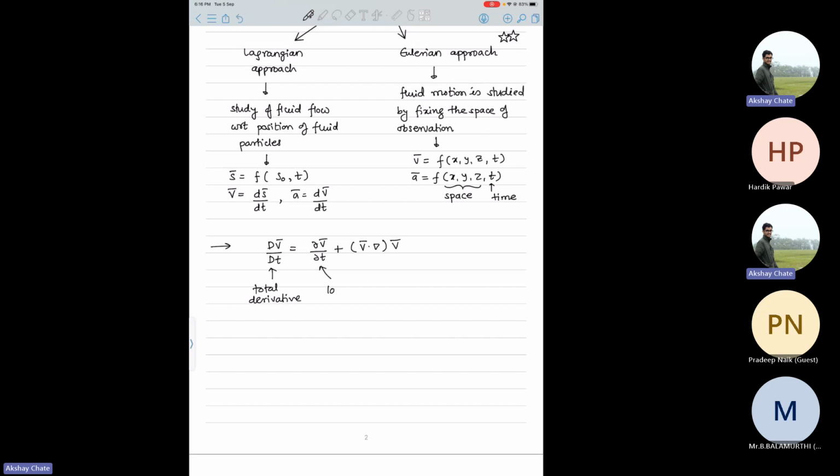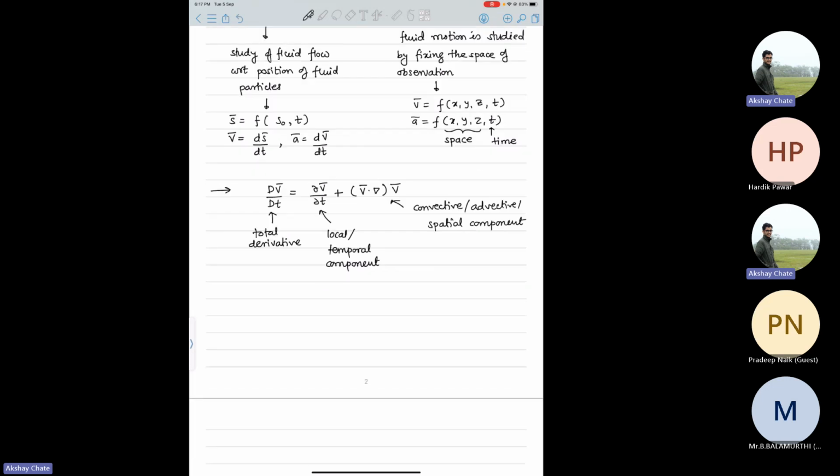This is called the local or temporal component, and this is called the convective or advective component, or sometimes the spatial component also. You should know these terms because in some questions they only mention that it's a local acceleration. If you don't know what local means, then you'll be stuck. So you should know that.